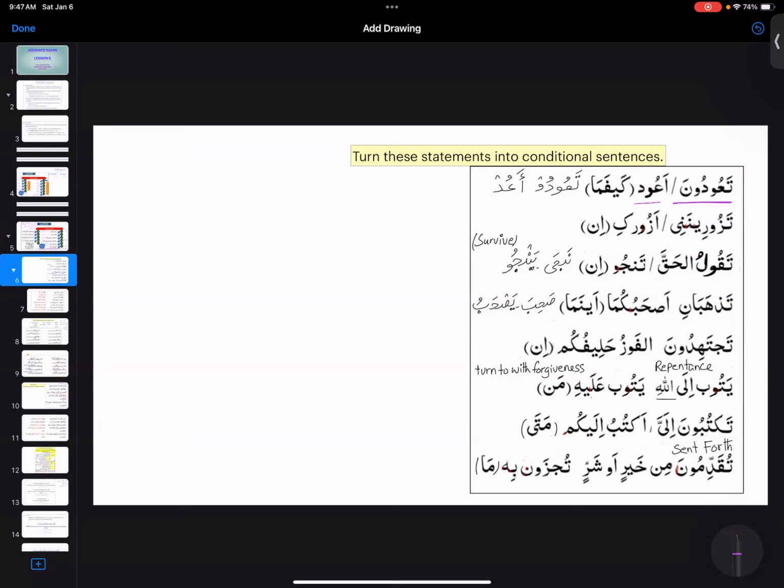Now we are going to put kaifama. What kind of ism is kaifama? Ism shart tajzimu failain, right? So it is going to make the shart part majzum as well as the jawabu shart majzum. Keeping that in mind, you are going to create the sentence. Kaifama ta'udu a'ud. The waw is dropped because we are making it majzum. What would be the translation?